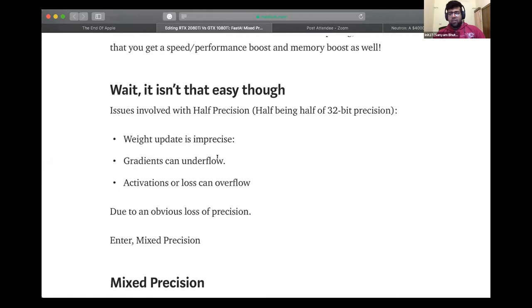And there are three issues concerned with FP16. Weight updates can be imprecise because you lose those 16 bits of precision. And gradients can underflow or overflow because, again, you don't have that amount of precision. So there's something called mixed precision because FP16 can be, quote-unquote, unsafe. Whenever it's unsafe, you switch to FP32, and that is mixed precision because you're using both together.